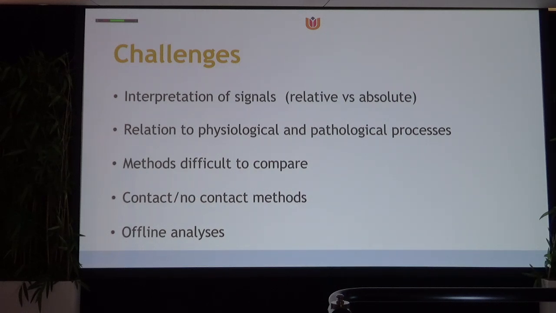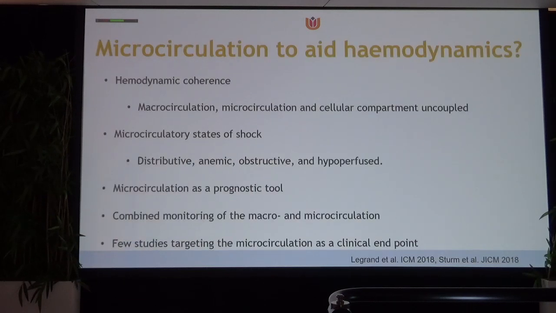It's something to think about, and I think that is still why these methods are not really implemented in the OR setting yet. So how can we use the microcirculation to aid hemodynamics? The former speaker already explained a bit about hemodynamic coherence or non-coherence.